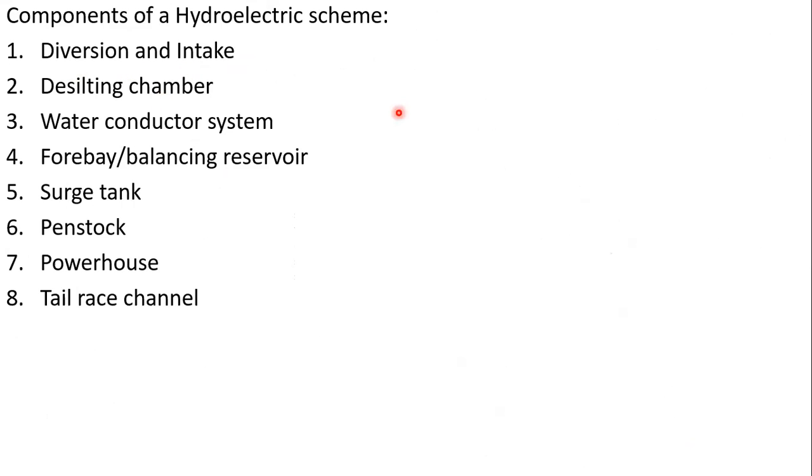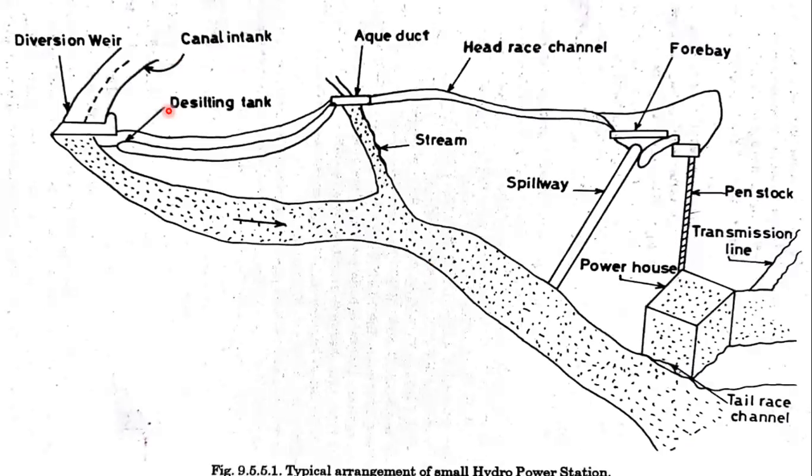Second one is the desilting chamber, this one, the desilting tank. And third one is the water conductor system, this one. And fourth one is forebay or balancing reservoir. And fifth one is the surge tank. Surge tank is not given here, but if there is any need for a surge tank, we have to take it.